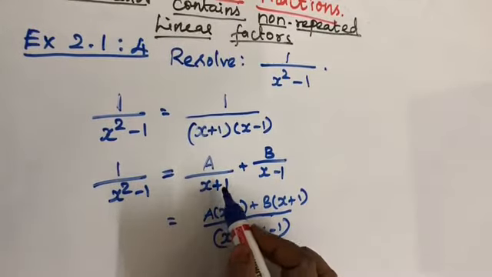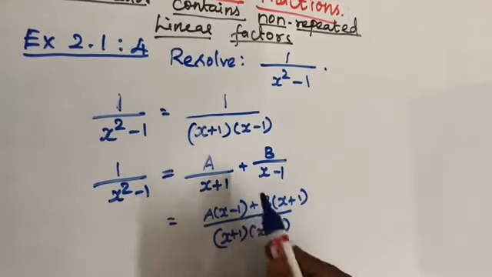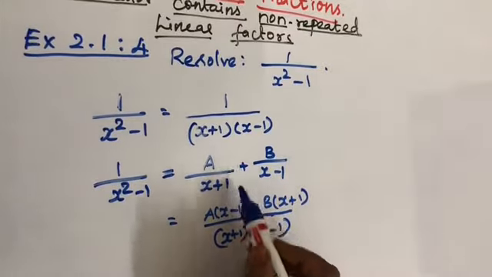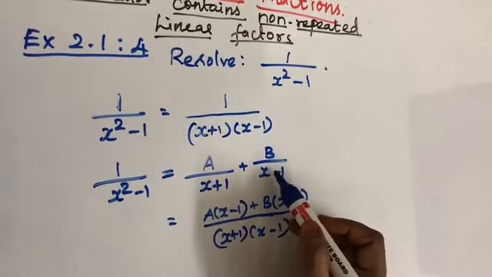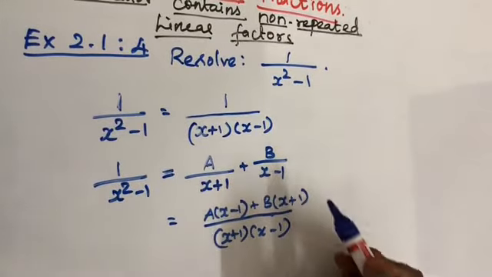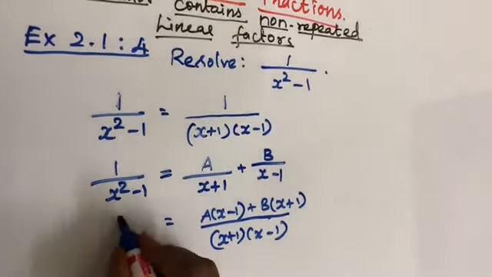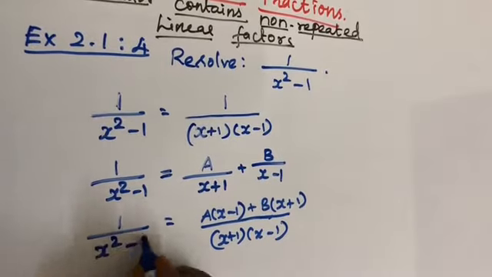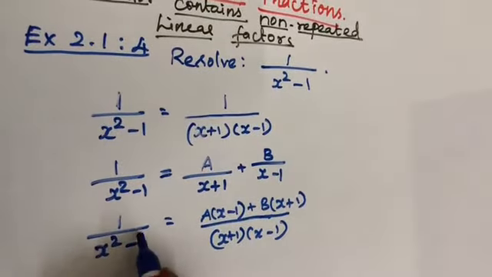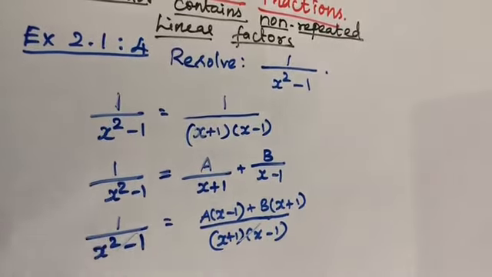A by x plus 1, already x plus 1 is there, so we have to multiply it by x minus 1. Similarly, already x minus 1 is there, so we have to multiply it with x plus 1. So that is equal to 1 divided by x square minus 1. As both the denominators are equal, I cancel.